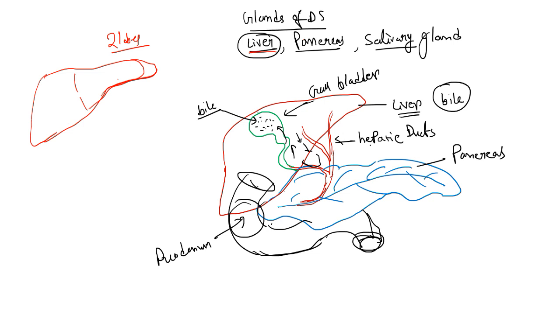So this hepatic duct and this cystic duct, both of them connected together, are known as the common bile duct. Then this common bile duct and the pancreatic duct are connected together, and they open where? In the duodenum.